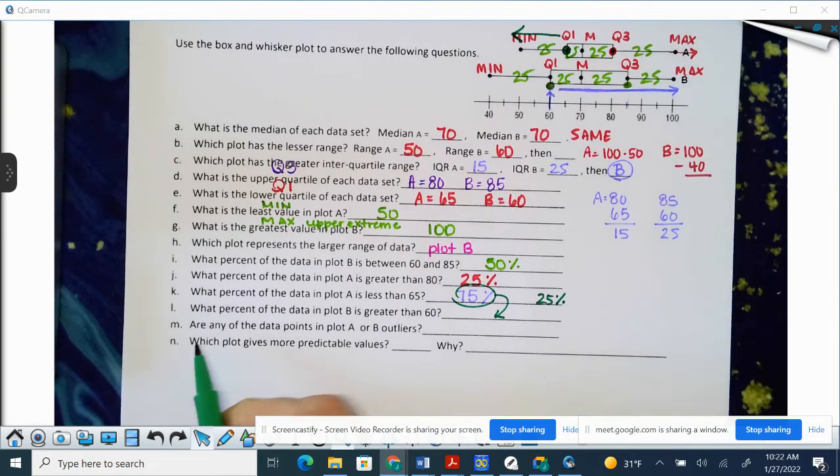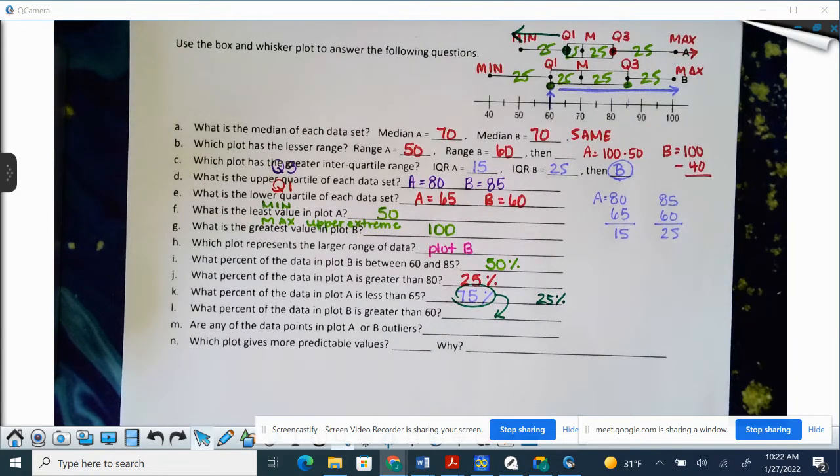Are any of the data points in plot A or plot B outliers? Outlier, you're going to get into in the next couple of days. It is actually just a point that is super, super out of the norm. And you're going to learn how in Desmos to plot it and see it, so you can actually decide, because some lists of data, it's very obvious. And then other lists of data, it's very not obvious. It's just slightly out of the norm.